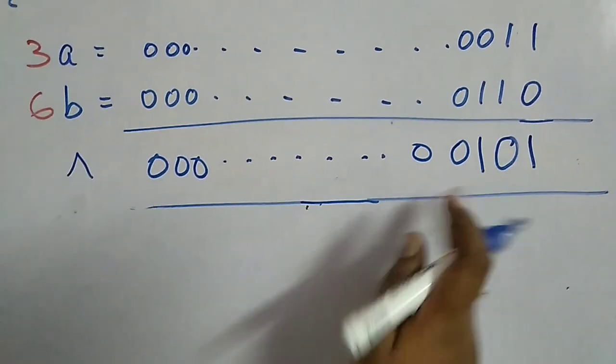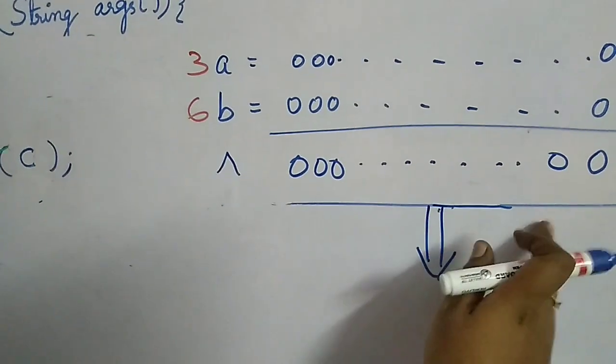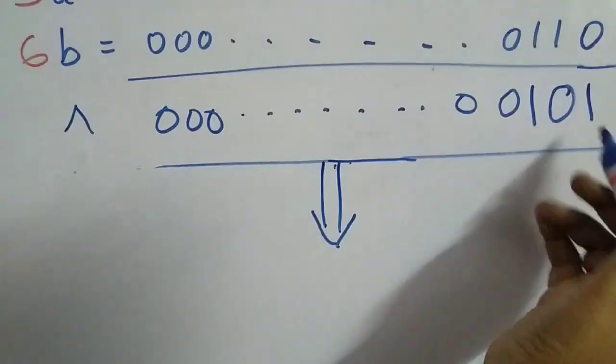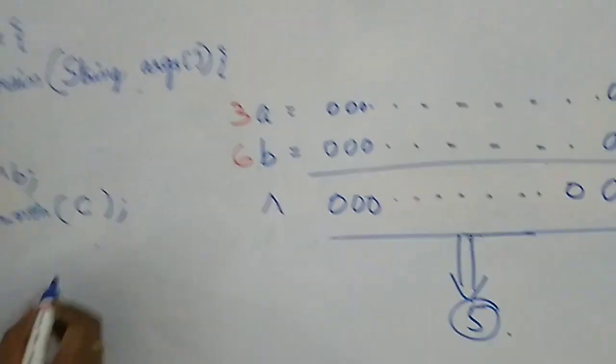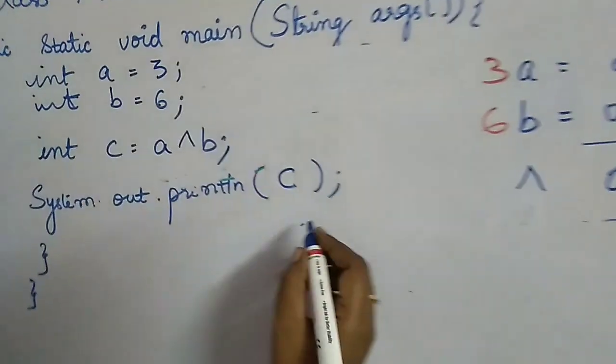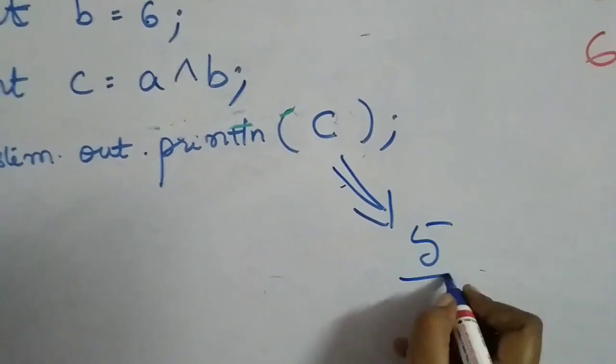So this is calculated, and what will happen when I try to print the C value over here? This will be converted into decimal. This is 4 plus 1, which is equal to 5. So the answer for exclusive OR is that if I try to print the value of C, the answer will be 5.